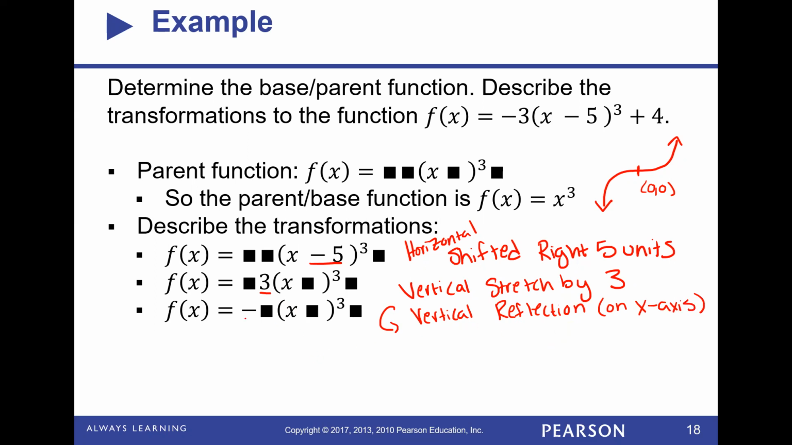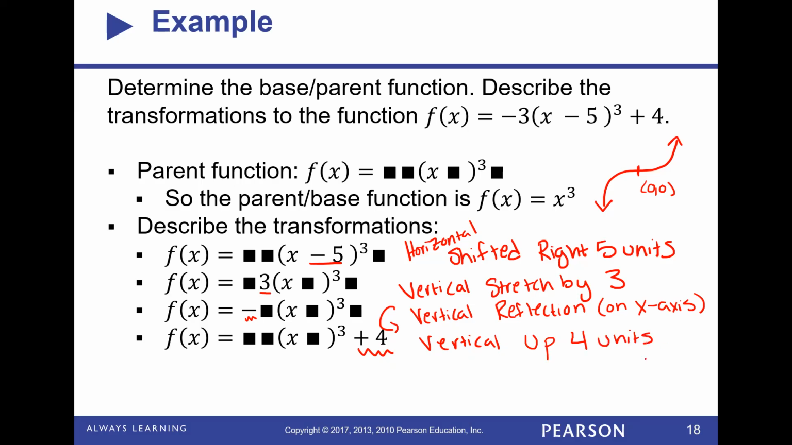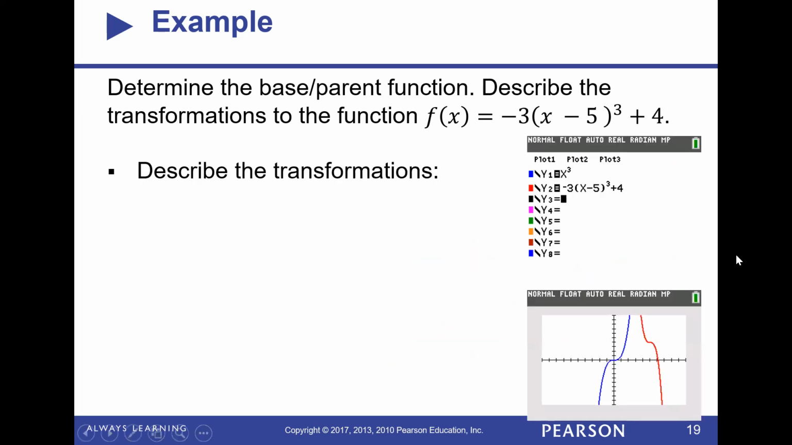Now, the last thing that I look at is going to be that +4. Again, it's on the outside, so I'm going to say the word vertical straight away. But anytime that I add or subtract, that is a movement up or down. So it's a vertical up or down. Now, again, if it's outside, it's exactly what you think it is. So +4 makes me think I'm going to move up 4 units. Okay, so we've got all of those transformations there.